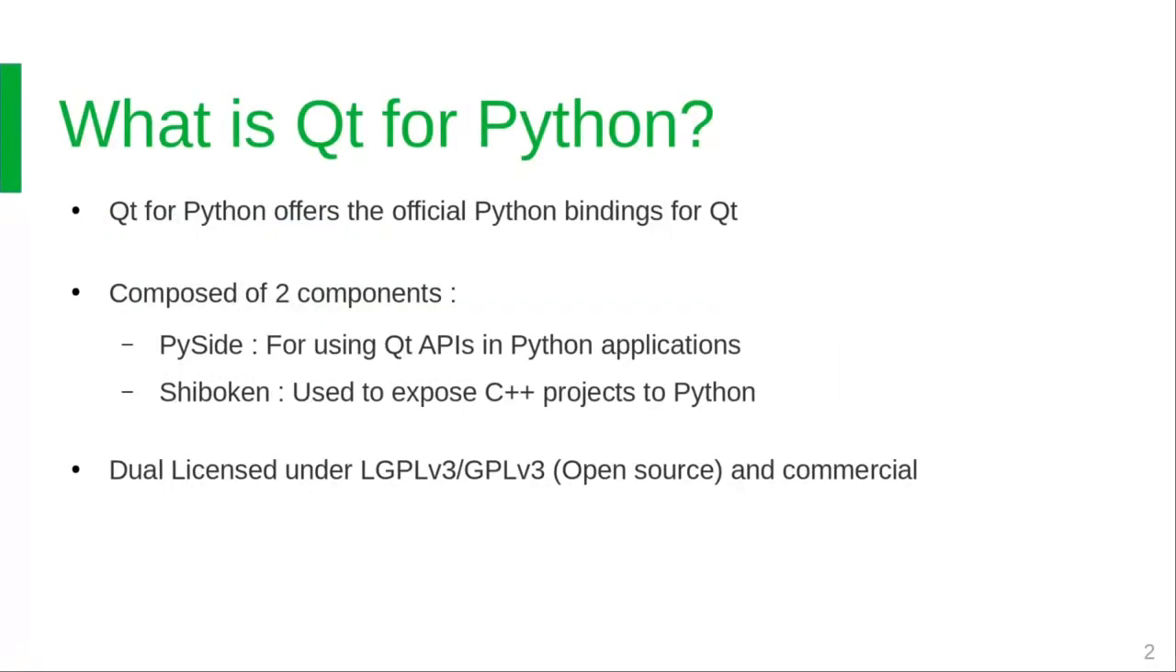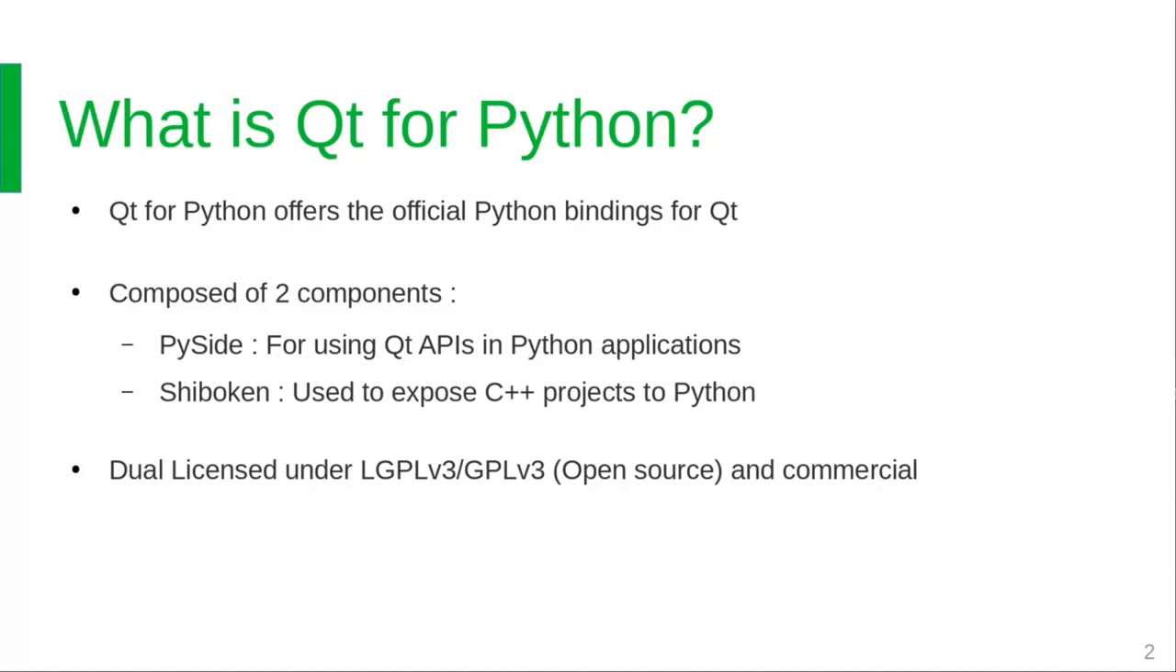Qt for Python is an official Qt project which aims to provide Python bindings for Qt C++ APIs. It is composed of two components, one is PySide and the other one is Shiboken. PySide is the Python module that we will be using to communicate with the Qt C++ APIs, whereas Shiboken is used to extract information from C or C++ headers and generate code that will allow us to bring C or C++ projects to Python.